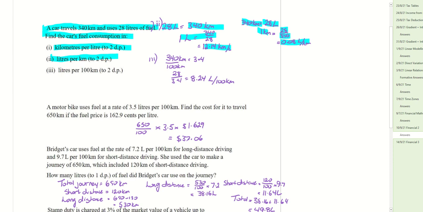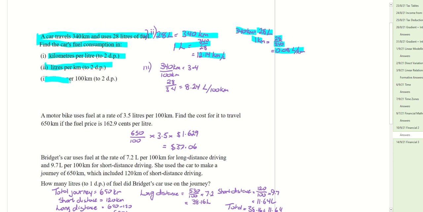Looking at our third question, it's asked us for how many litres do we need per 100 kilometres to 2 decimal places. So again, we need the litres per 100 kilometres. So we've done 340 kilometres. So per 100, how many lots of 100 kilometres are there in 340 kilometres? There are 340 divided by 100. There's 3.4 lots. So 28 litres divided by that 3.4 is equal to 8.24 litres per 100 kilometres.